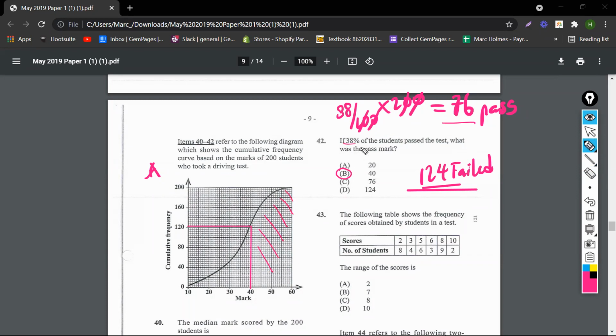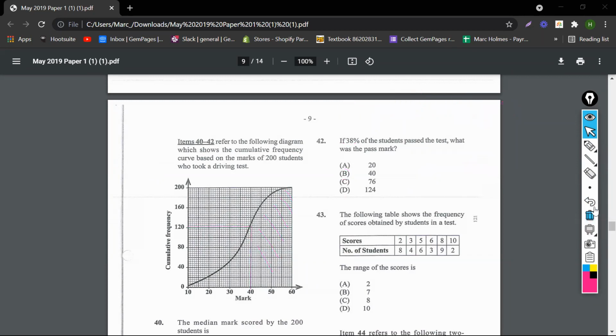Yes, so I multiplied this 38% by the 200. That means 124 failed. I mark off 124. Everybody who got over 40 would have passed the exam. Cool. Pass mark would have been 40. So not too bad. Everybody okay? Moving on.